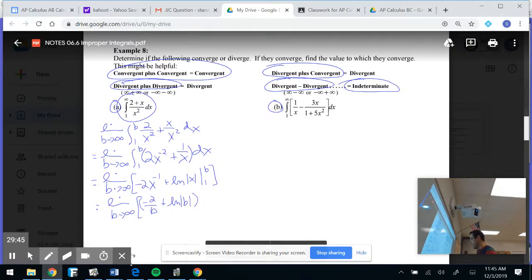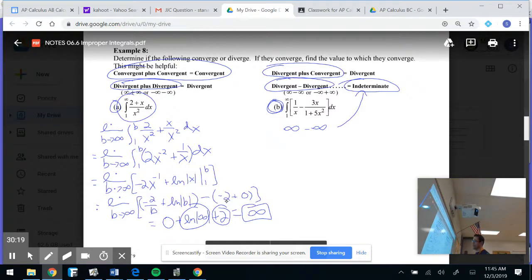And then we have minus, we got to plug in our 1s. If we plug in our 1s, what do we get there? We get negative 2 plus the natural log of 1, which would be 0. So if I do all of this, I get 0, the -2 over infinity gives you 0, plus the natural log of the absolute value of infinity, which would be infinity, plus 2. What is this an example of up there, class? That's divergent plus convergent equals divergent. Your job's to do that one, and I'm going to give you a hint. You get infinity minus infinity, which means your answer would be indeterminate.